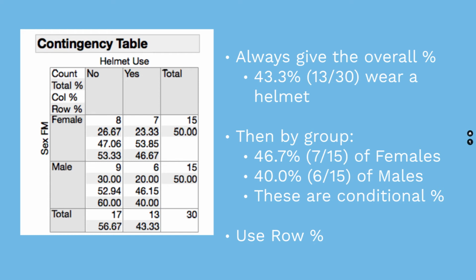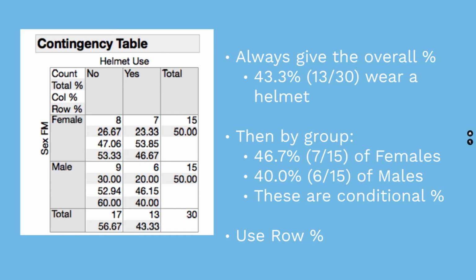And then also give it by your X variable. In this case, 46.7% of females wear a helmet and 40.0% of males wear a helmet. These are also called conditional proportions, so we are conditioning on the sex of the rider. Given the rider is a female, or conditioned on female, we can report that 46.7% of them wear a helmet. Conditioned on males, or given male riders, 40% of males wear a helmet.